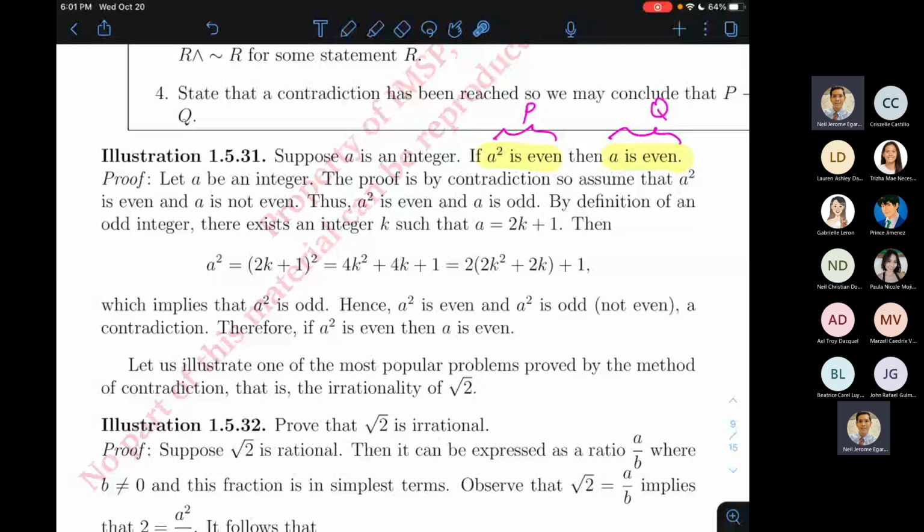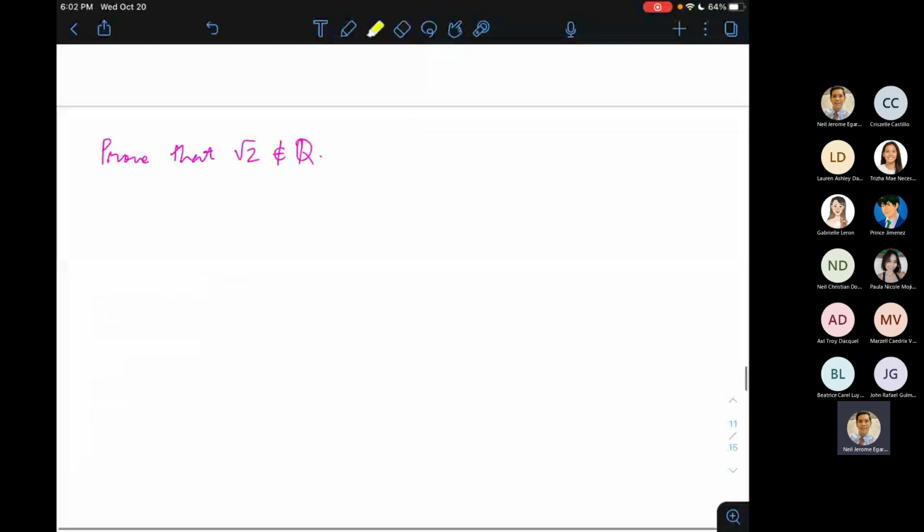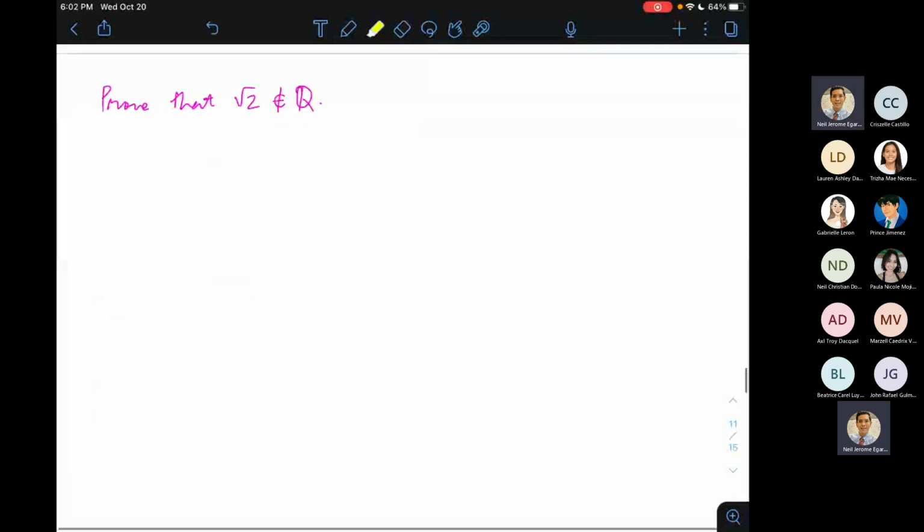And I'll go into the main result, or this nice result. Square root of 2 is irrational. Okay, there you go. Kala ko nag-stuck na yung screen ko.